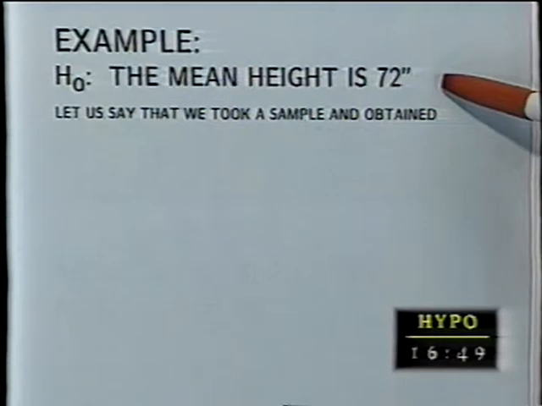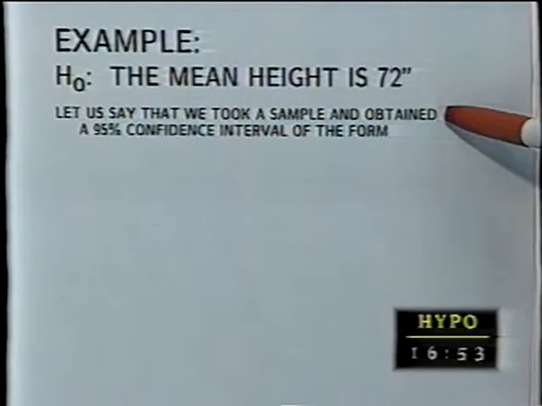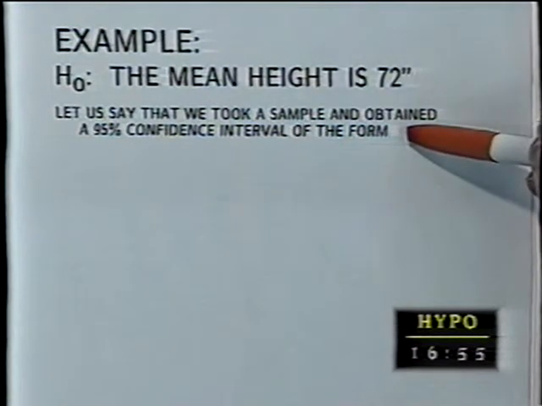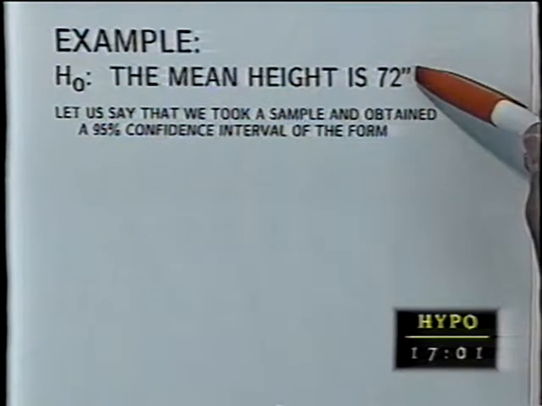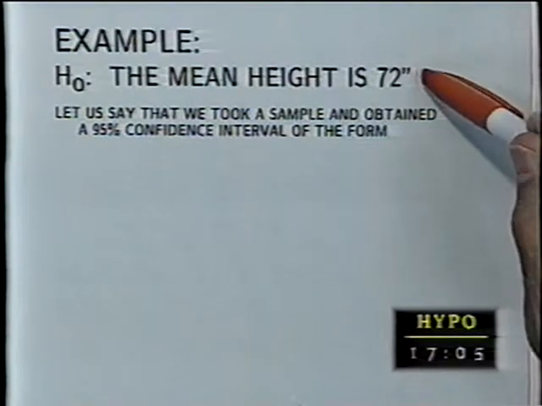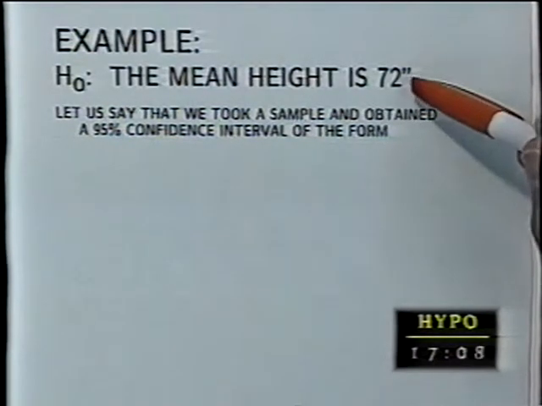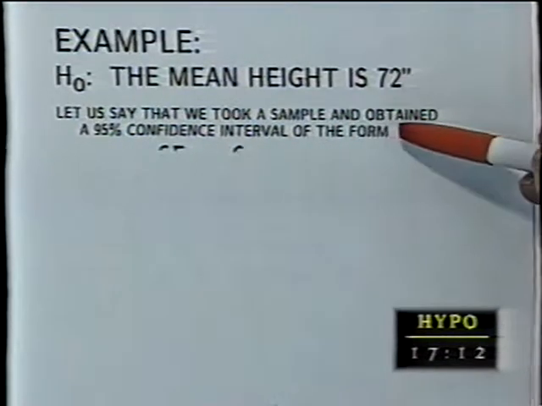Let us say that we took a sample. We measured him a few times, and we made a confidence interval. We know how to do that. Let's make a 95% confidence interval. Let's say I want to make a 5% level test. I want to test this hypothesis at the 5% level. So I will reject it if I'm really convinced it's not true, and I will fail to reject it if I'm not really convinced that it's not true. Okay? So I get some data, and I make a 95% confidence interval.